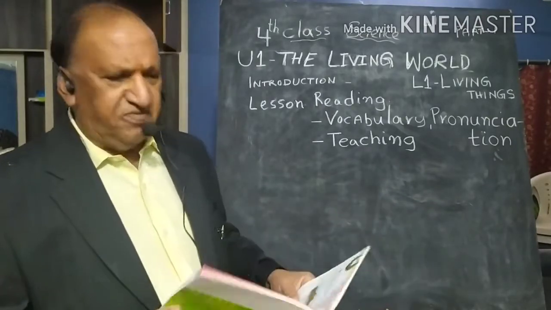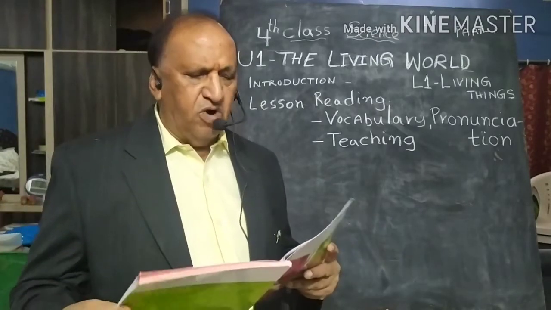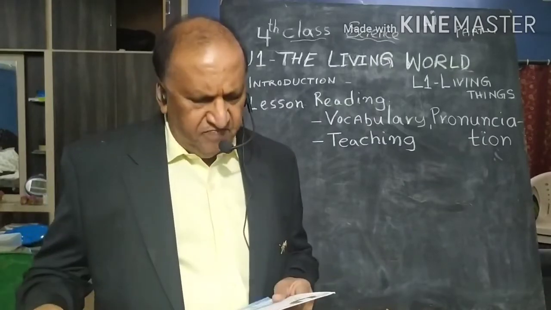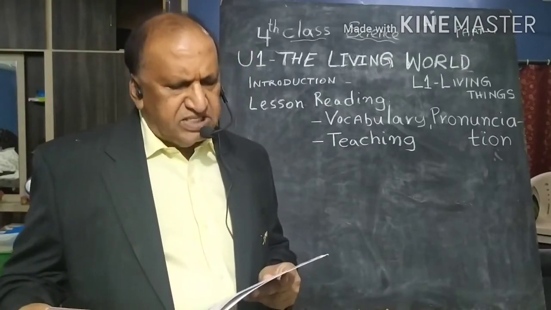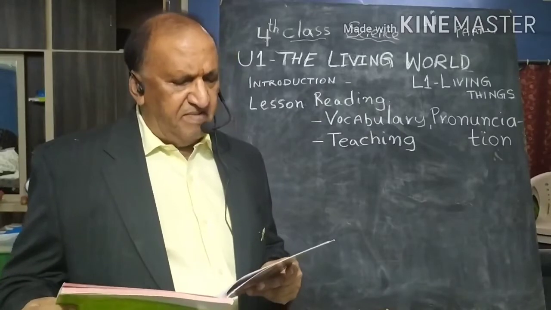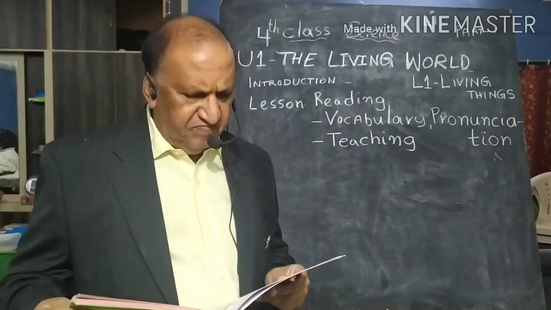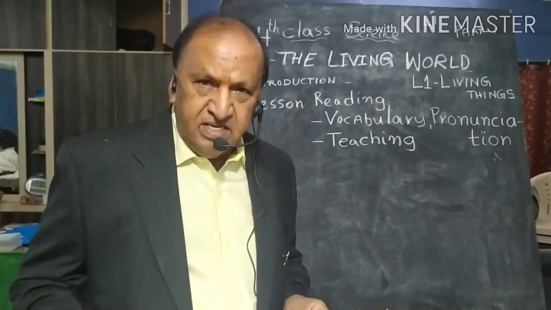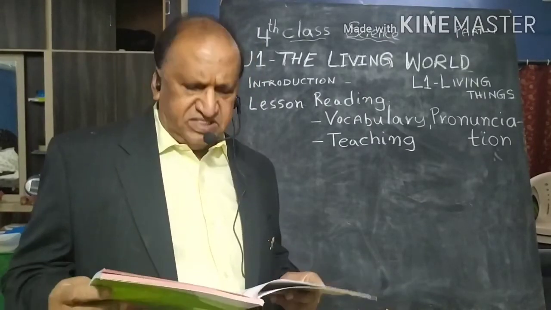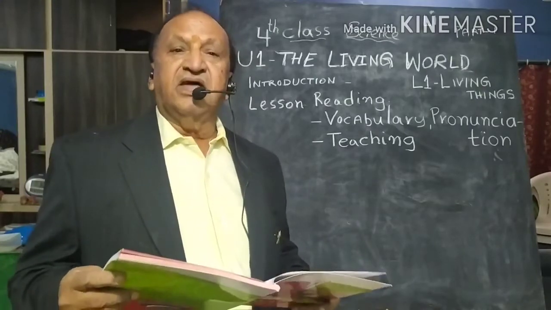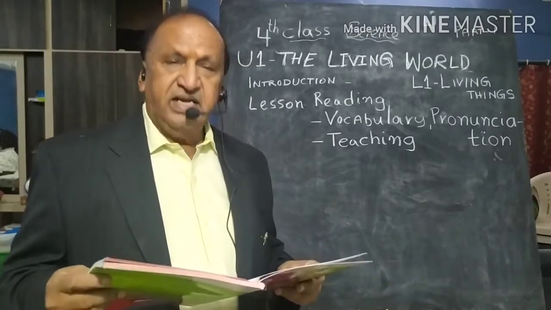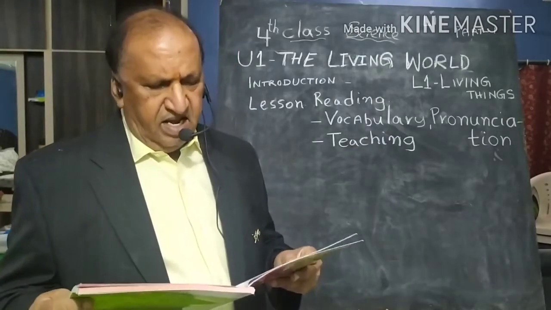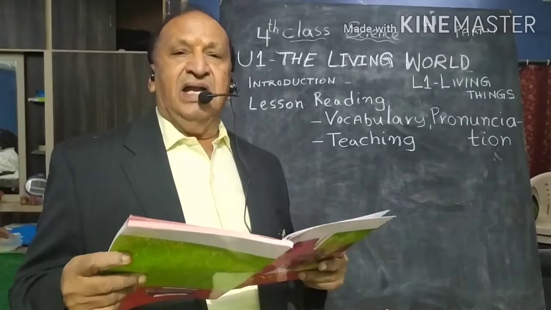Let me read this for the first time. Okay? The living world, living things. We see many things around us. Some of them have life, some of them do not have life. They are called living and non-living things. Non-living things are further divided into natural things and man-made things. That's what I told you earlier. Natural things and man-made things.